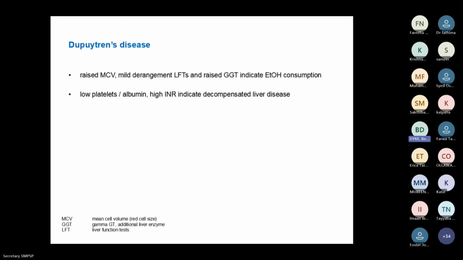And on the other side, if the liver is occupied detoxifying alcohol from the body, it may not be producing enough albumin, and it may have low platelets because of toxic damage to the bone marrow. So in a patient with very severe liver disease, they may also have a high INR, a clotting blood test indicating decompensated liver disease. Next slide, please.